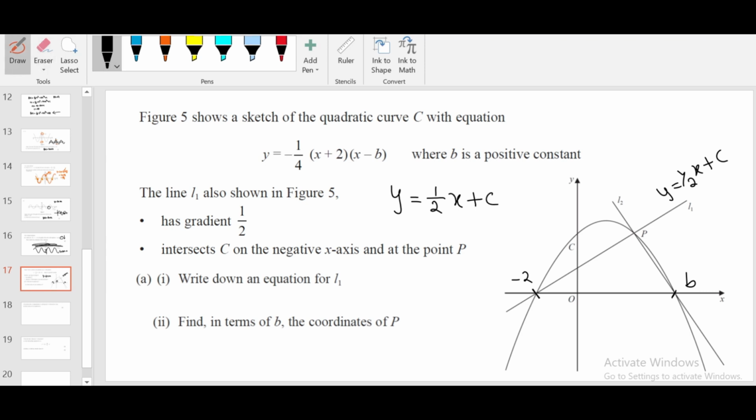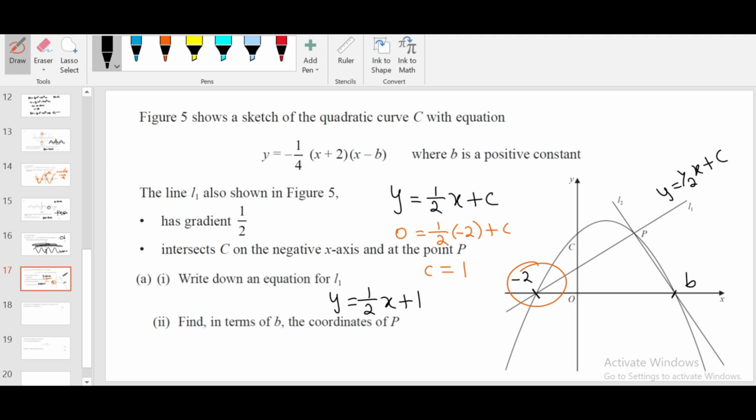You can find c using a point that lies on the straight line. Minus 2, 0. Sub in here, 0 is equal to 1 over 2 times minus 2 plus c. So c is equal to 1. So the equation is y is equal to half x plus 1. That's the equation of L1.